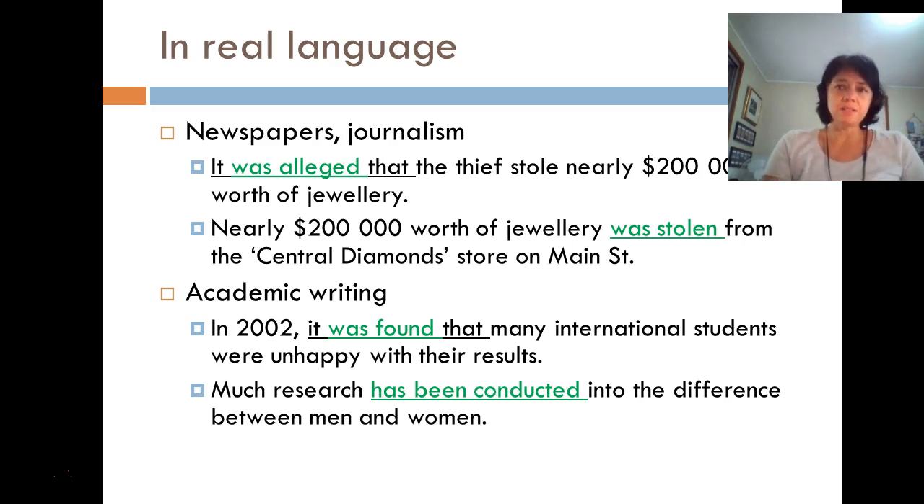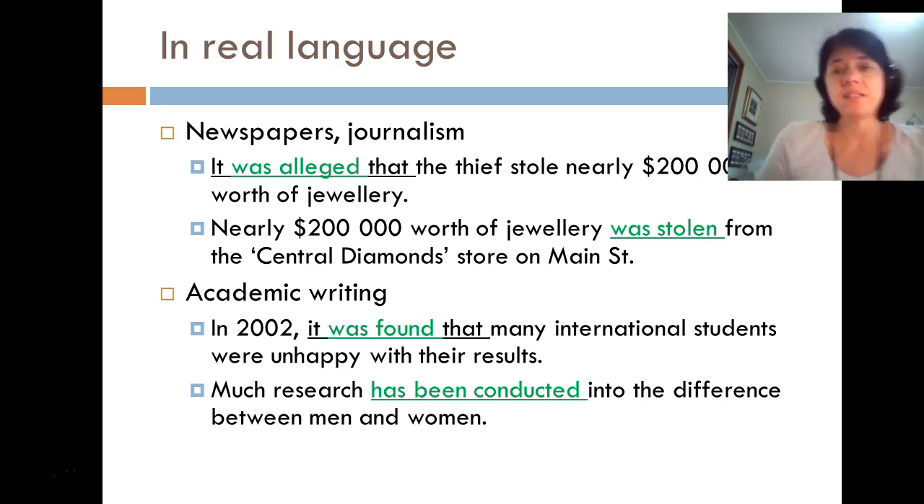Let's look at some sentences in real language. You often find passive voice in newspapers or journalism texts. For example, it was alleged that the thief stole nearly $200,000 worth of jewellery. Or, nearly $200,000 worth of jewellery was stolen from the Central Diamond store on Main Street. That's the type of sentence you see in newspapers or news articles online.